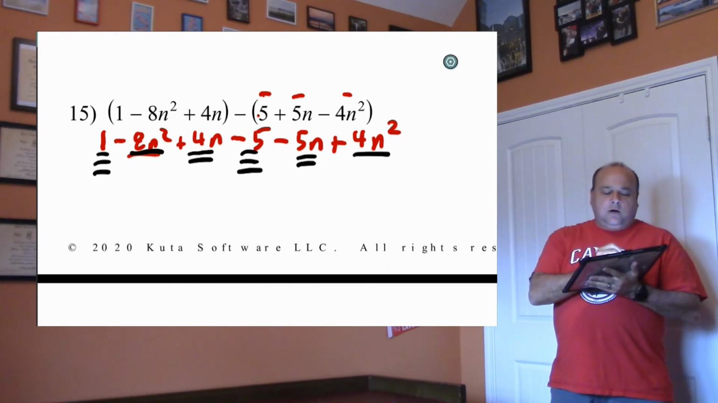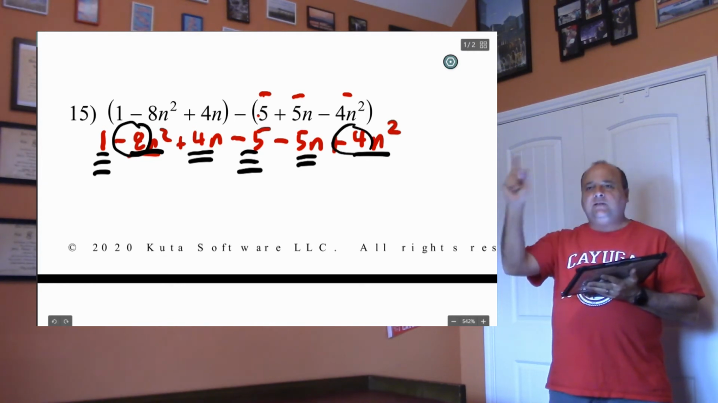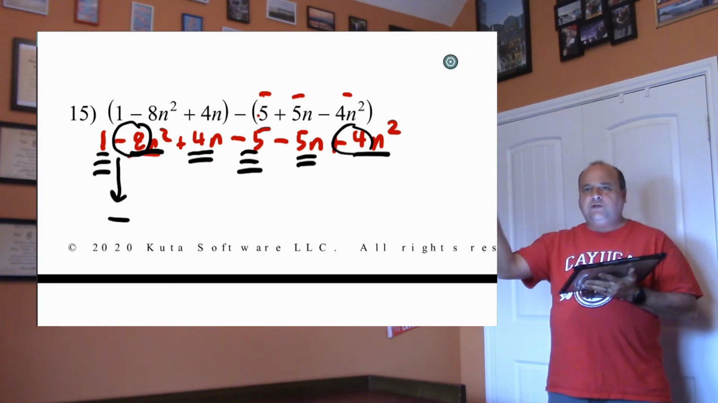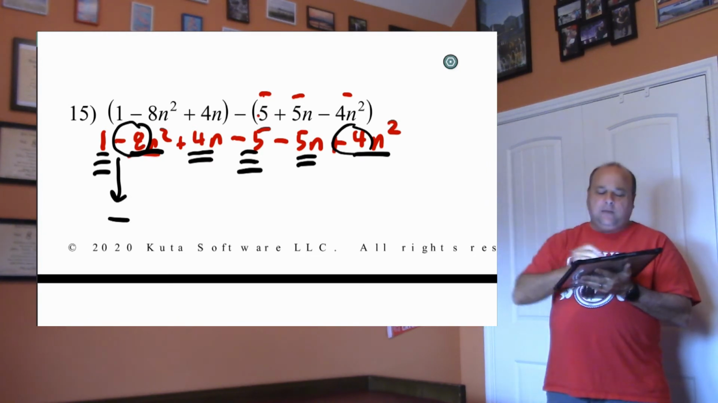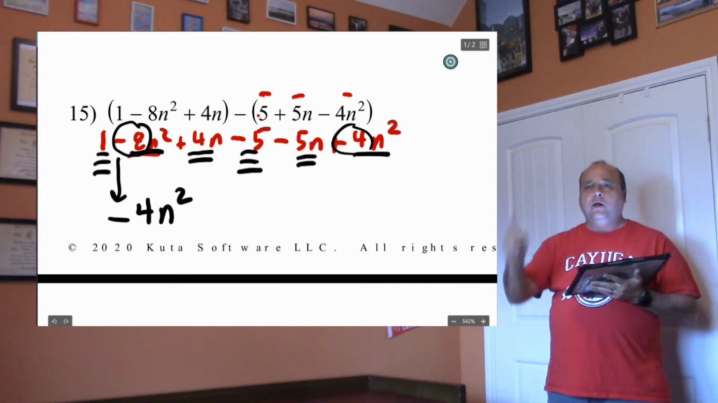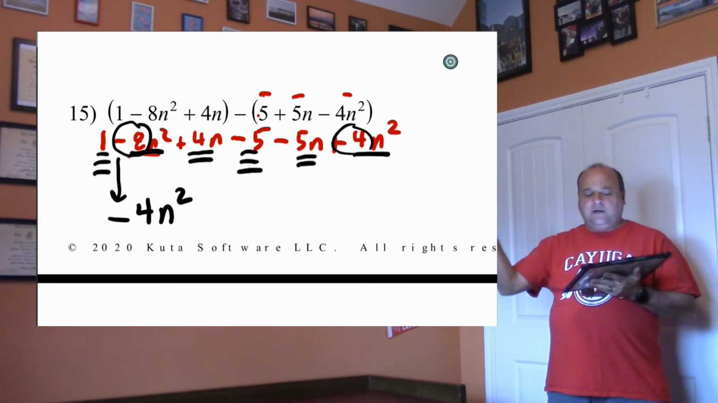Okay, so my single underlines are 8 and 4, right? I have more 8's than I do 4's, so the negative drops. 8 is negative, 4 is positive. I'm going to take 4 away from 8 and get 4. My letter is n, my exponent's 2. Sign, number, letter, exponent.